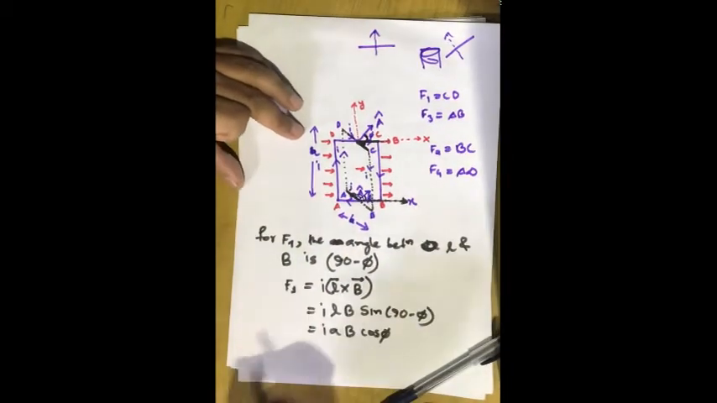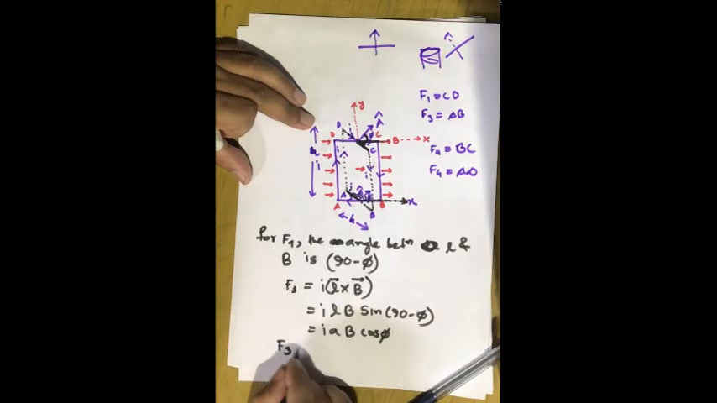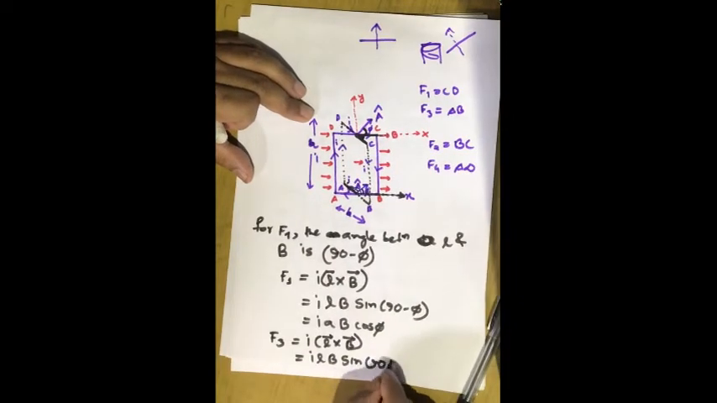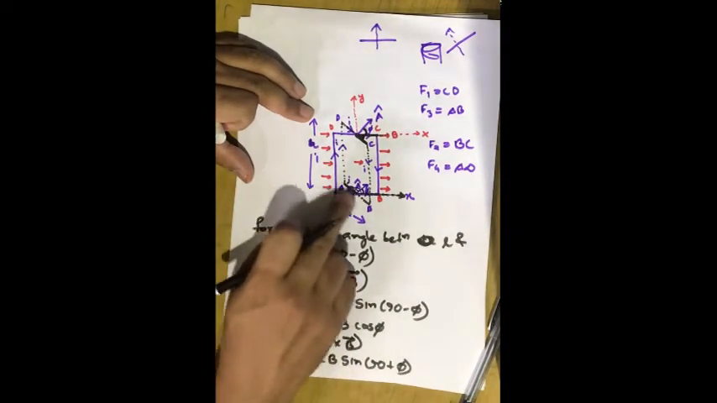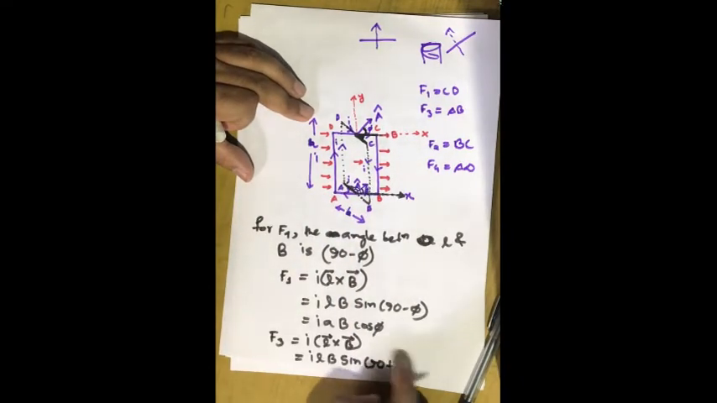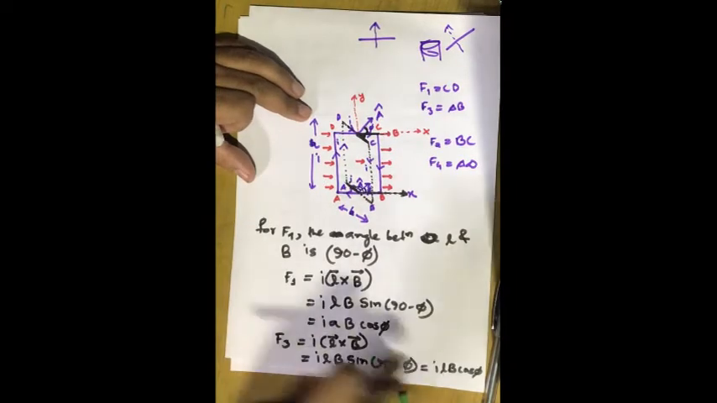Okay, so the force F3 in this case will be equal to I L cross B. So this value will be equal to I L B sine (90 plus phi), because now the angle between length and the magnetic field vector will be equal to 90 plus phi. Sine (90 plus phi) will be equal to cos phi basically. So this value will be equal to I L B cos phi.